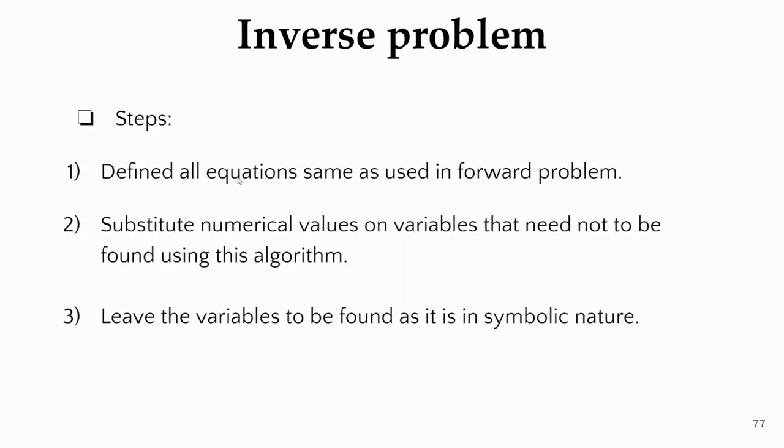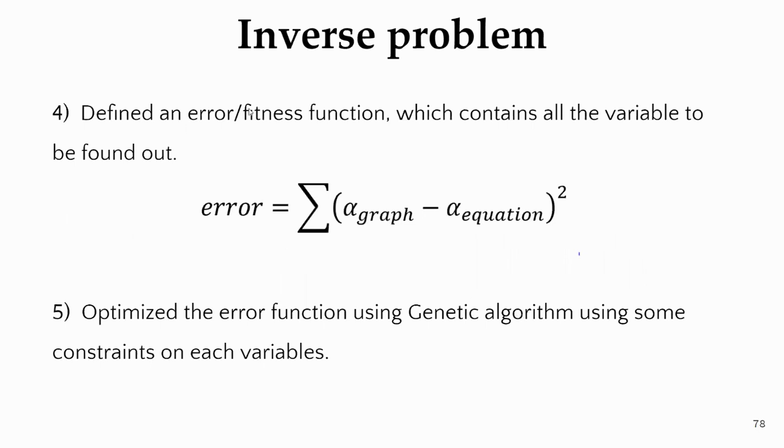And the steps are: I defined all the equations, same as in the forward problem. Now I substituted numerical values on the variables that are known, and I left the variables that are to be found in symbolic form. Then I defined an error function, or in genetic algorithm nomenclature, a fitness function, which is basically the sum of alpha from the graph minus alpha from the equation, whole squared. So I had to optimize this function using the genetic algorithm, and this equation has the variables for which you have to find the values.